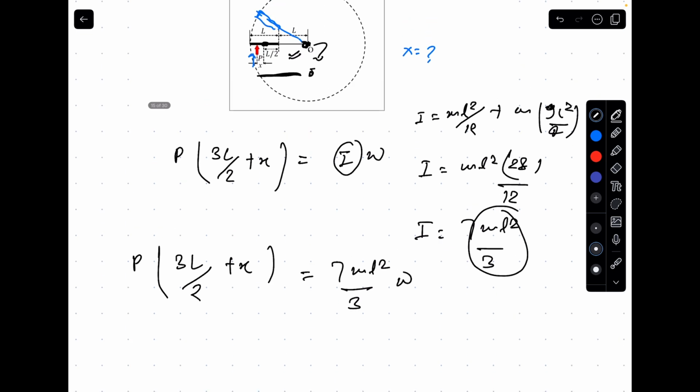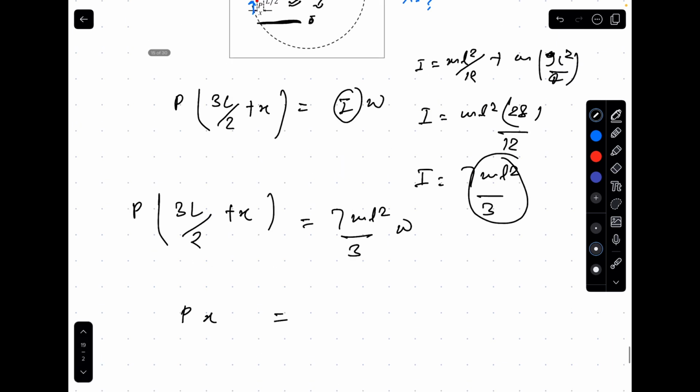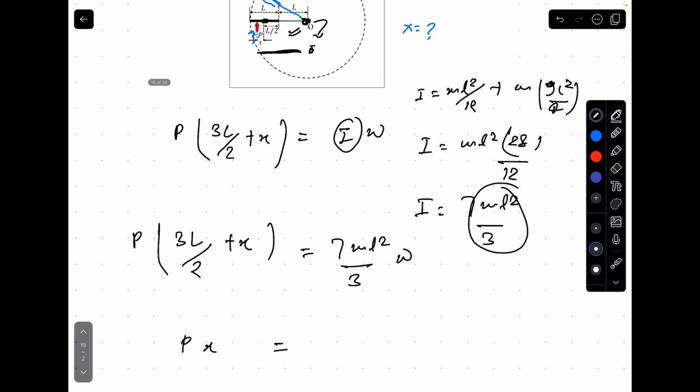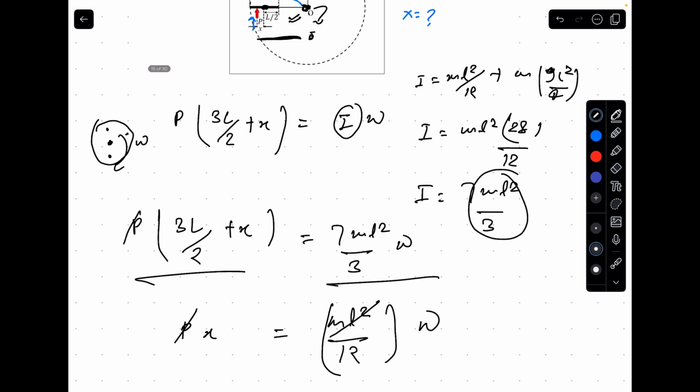About the center of mass, the impulse would be P multiplied by X. That should be equal to I omega, and omega will remain the same, because if the body is doing pure rotation about a point, then omega about that point and omega about all other points will be the same. That won't change. So about the center of mass, the moment of inertia is ml²/12 multiplied by omega. Alright, so divide both of them. Then P will be cancelled out, ml² will be cancelled out.